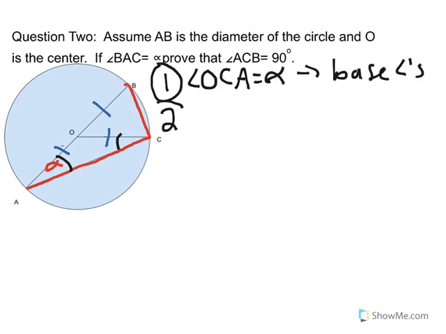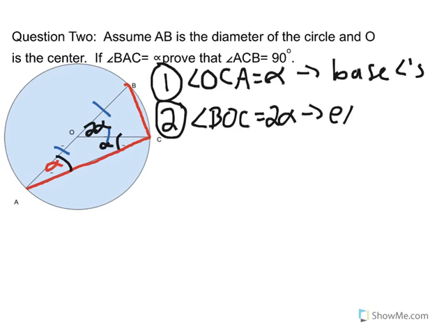The second thing that we would know, we have to now look back at our picture, and using the exterior angles theorem, if I know that interior plus interior would equal exterior, which is this angle right here, then that angle would be 2 alpha. So angle BOC is going to equal 2 alpha by the exterior angle theorem.